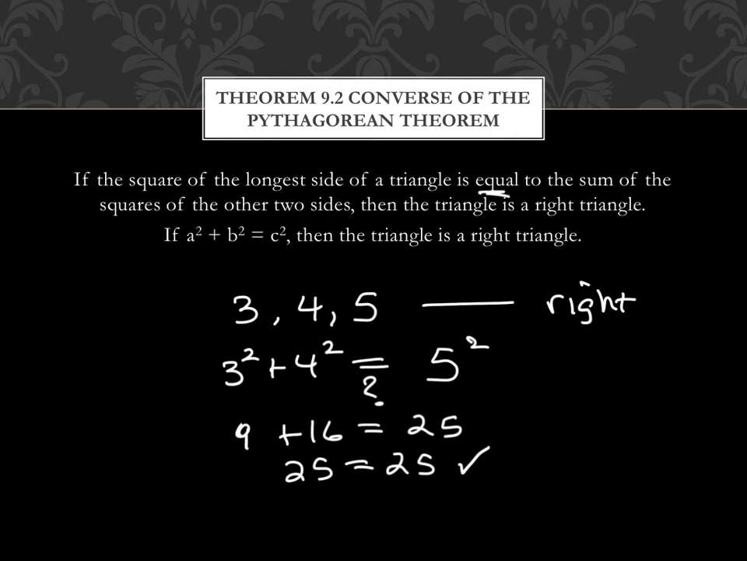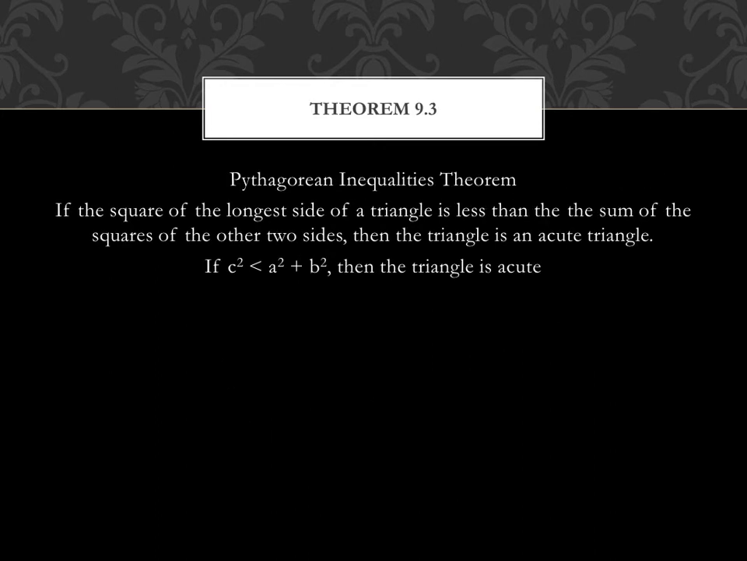Let's try Theorem 9. The next theorem is the Pythagorean Inequalities Theorem. And this one states that if the square of the longest side of the triangle is less than the sum of the squares of the other two sides, then the triangle is acute. So if C squared is less than A squared plus B squared, then it's acute. So let's try an example of this. So let's say I gave you the numbers 10, 11, and 14.